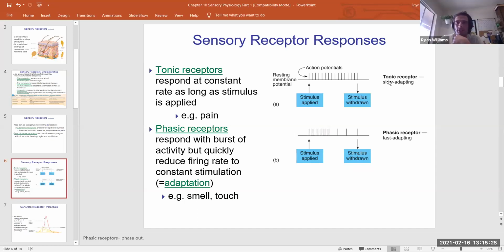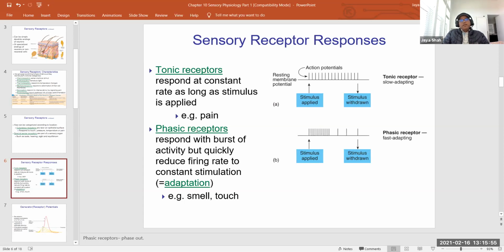Stops creating action potential. Yeah, so what happens? When the stimulus is withdrawn, there is no stimulus at all. Now, if you give another stimulus, again action potential will continue.